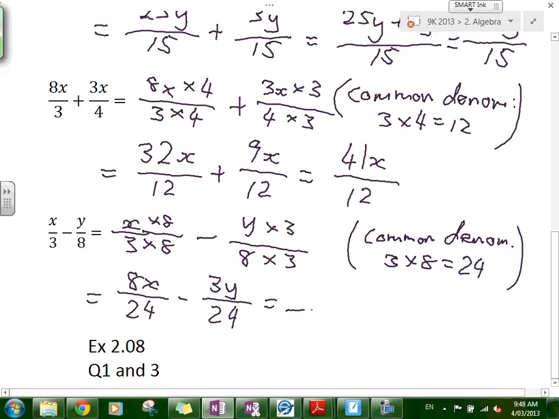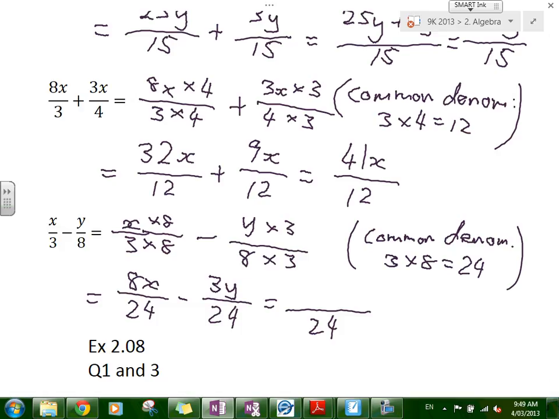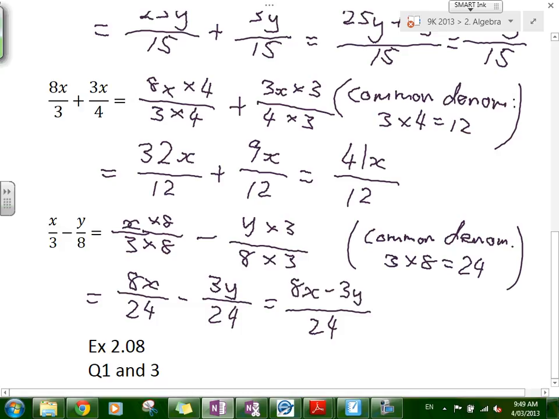Now we combine these into one fraction over 24. What's in the numerator? What's going to be the numerator here? No, is x and y like terms? No, they're not like terms. So can we simplify it at all? 8x minus 3y over 24. That's it. That's all you can do. You can't simplify it anymore. You simply write it as the expression with the unlike terms, with the x and the y.